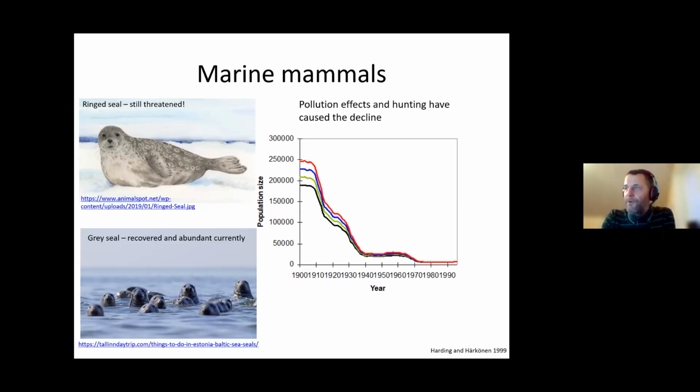Nice animal, a small animal, and it's still threatened. The population is still around 4,000 individuals in the Baltic Sea. This is very low.